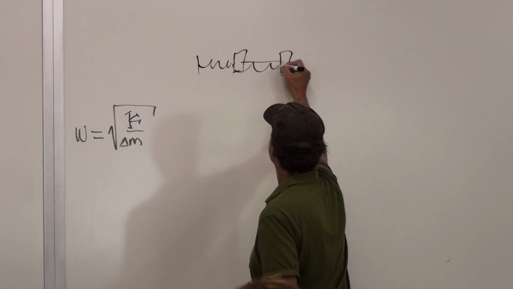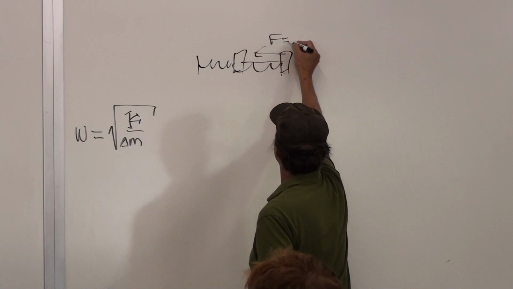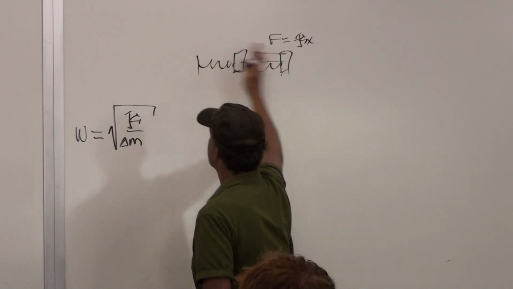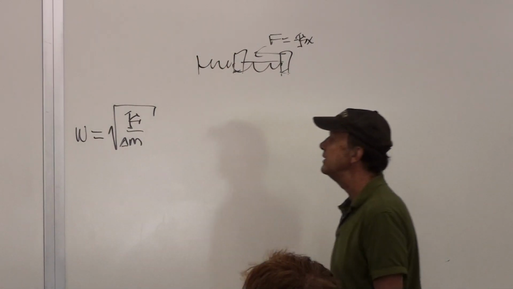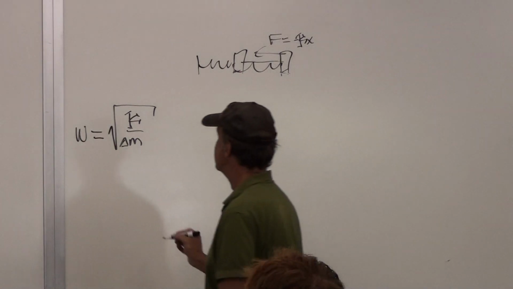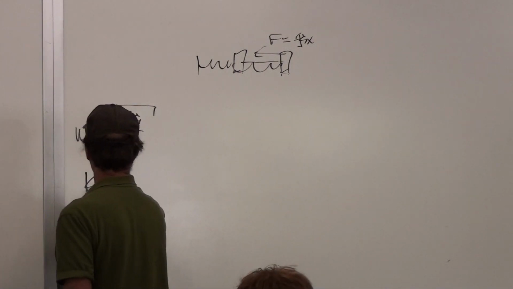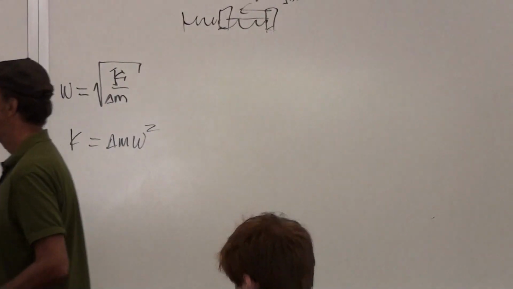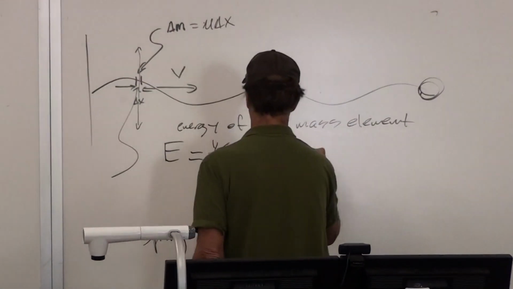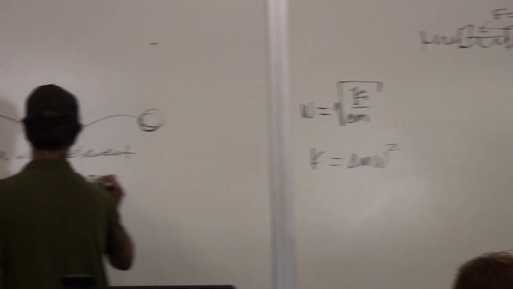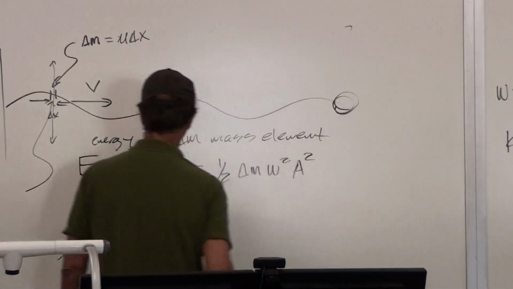Okay, and so this was the frequency of any simple harmonic oscillator where we have a spring constant k, so that it'll oscillate back and forth with an angular frequency that's equal to the square root of k over m. So that means that we can rewrite the k here as delta m times omega squared, which is what I'm going to do here. So this is going to be 1/2 times delta m times omega squared a squared.